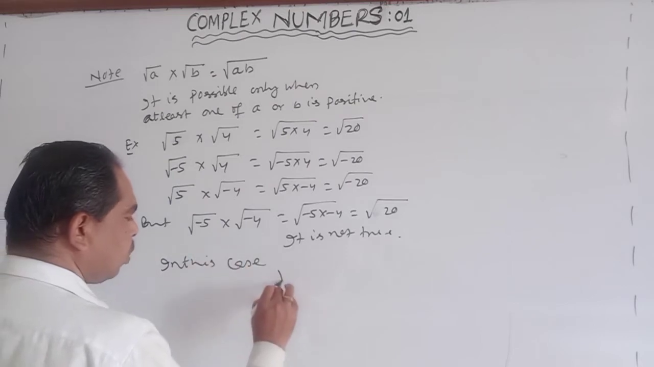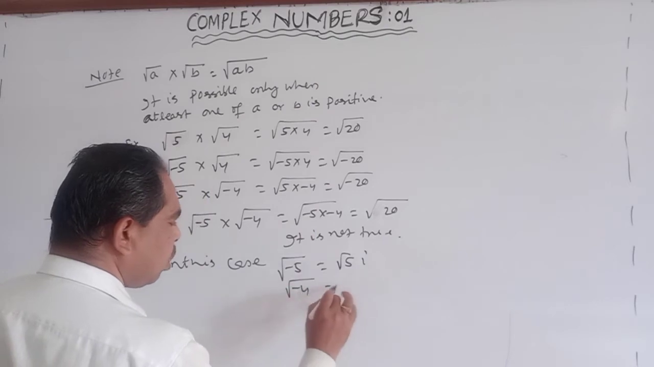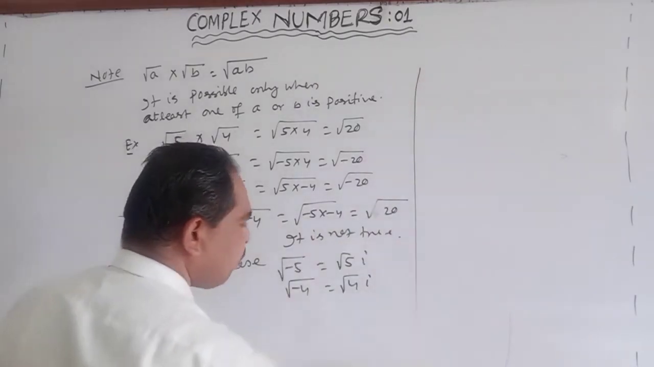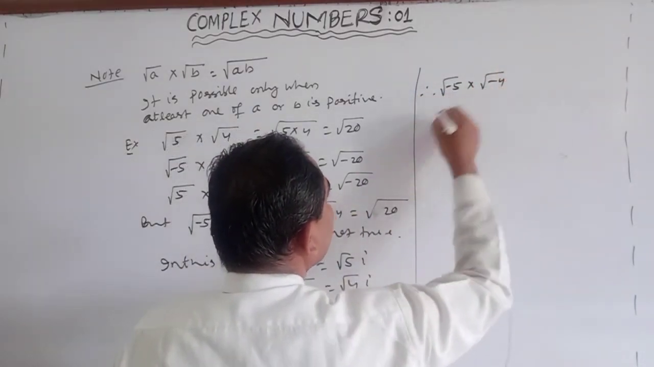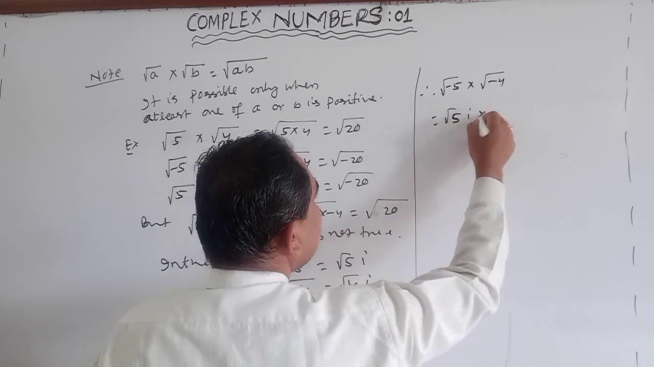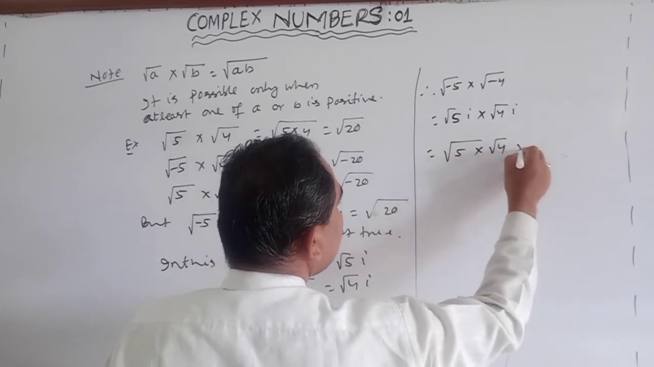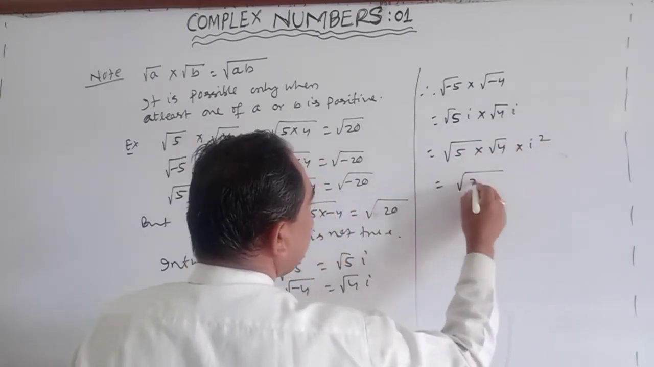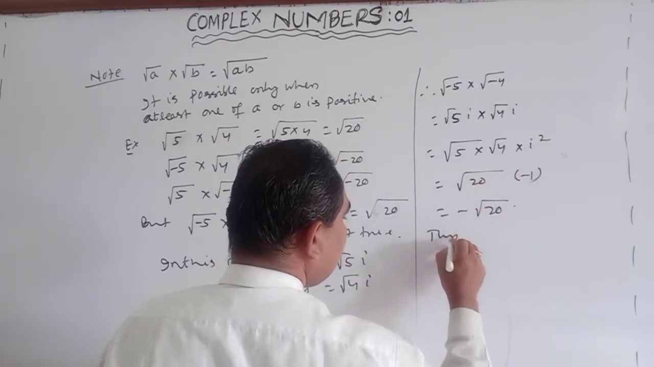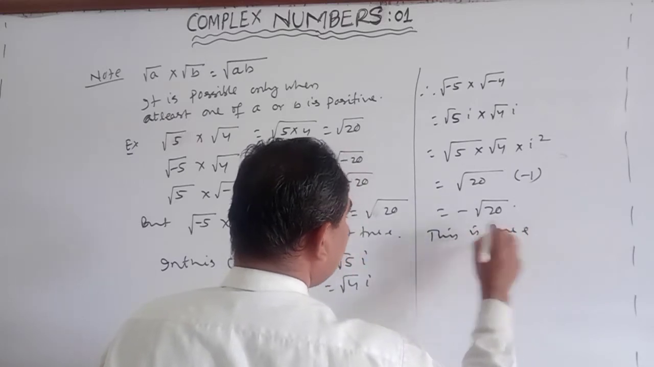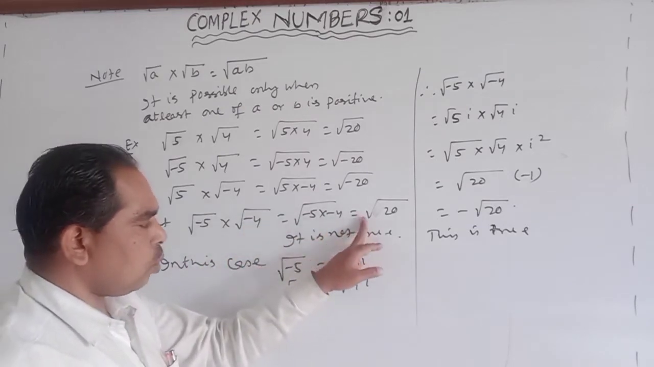case square root of minus 5 means root 5i, square root of minus 4 means root 4i. Okay. Therefore square root of minus 5 into square root of minus 4 is equal to root 5i into root 4i, is equal to root 5 into root 4 into i square. So this is root 20, i square means minus 1, so minus root 20. This is true. But square root of minus 5 into square root of minus 4 is equal to square root 20, it is not true.